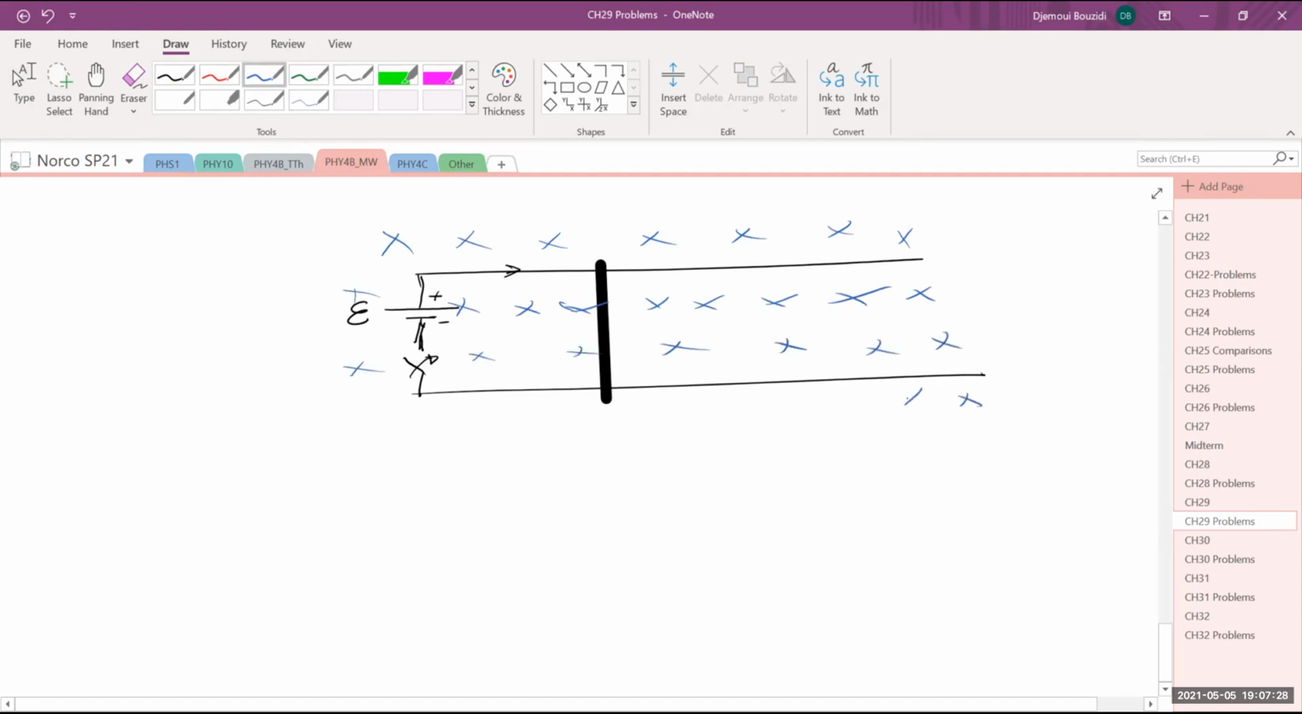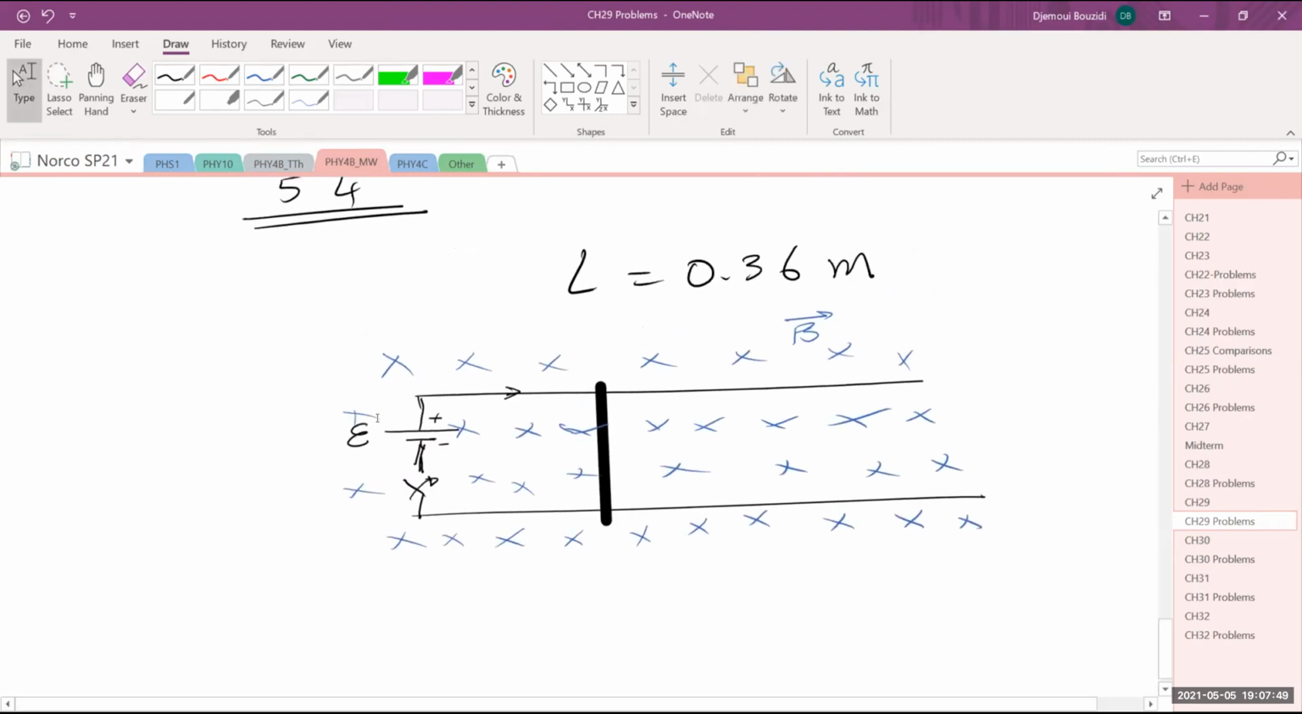And according to the picture, it is pointing into the screen. We want it to be uniform, that's why. So this is B pointing into the screen. And B in magnitude, so let's write what we're given in here.